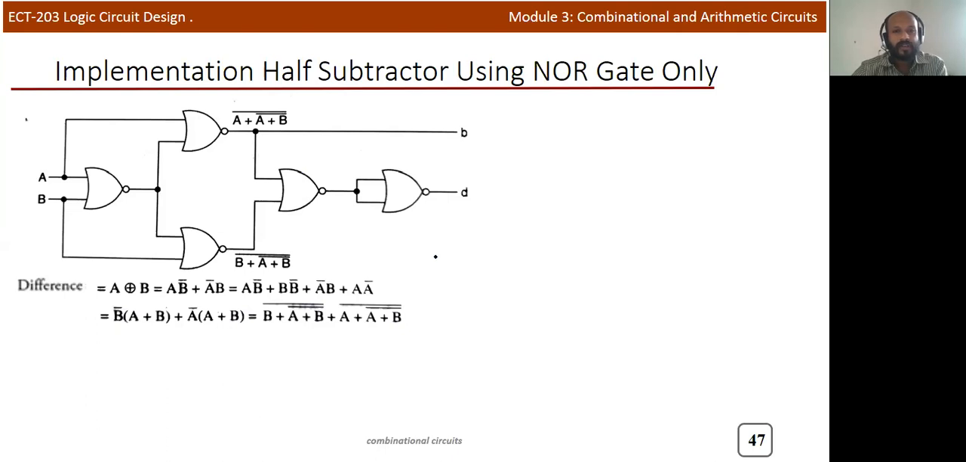Now, implementation of half subtractor using NOR gate. Okay, in a similar way you can approach, or you can write. So in this case, this is a b bar, and you can add two terms: b bar, b into b bar, a into a bar, which is equal to 0, and now we can group a plus b.